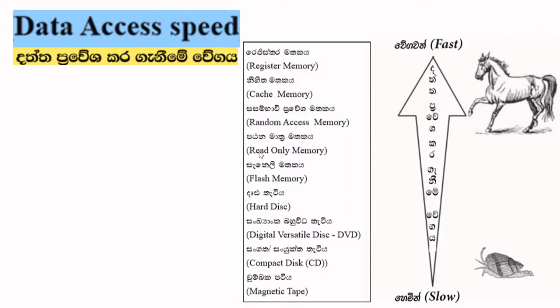Then after that RAM, ROM, flash, hard disk, DVD, and magnetic tape and all. So those are very important. You have to remember those things. Right. Another one. Then there are three.